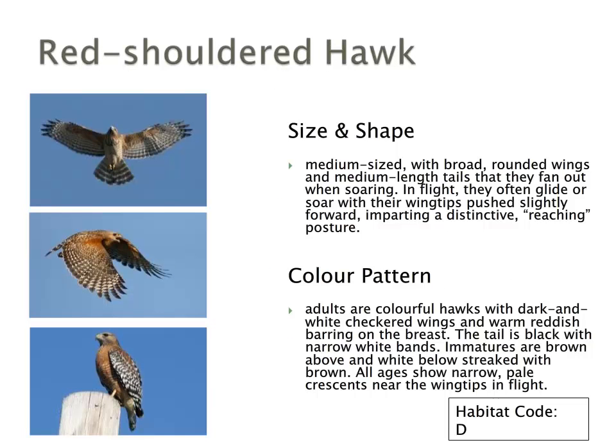A red-shouldered hawk, of course, gets its name from its characteristic red shoulders, so that's one of the key features to identify. It's relatively medium-sized. They fan out their tails while in flight, so you can see the barring present there. They have almost a reaching posture, as you can see. They're very colorful with dark red and white checkered wings and very warm barring on the chest. The tail is black with narrow white bands. And all ages show a very narrow pale crescent near the wingtips in flight. So you can see those present there. But again, the red coloring on the shoulders is a key characteristic for this species.